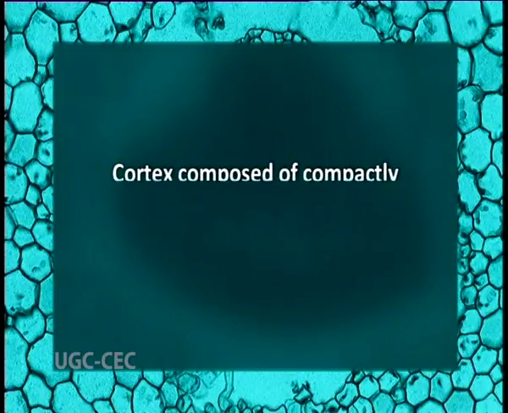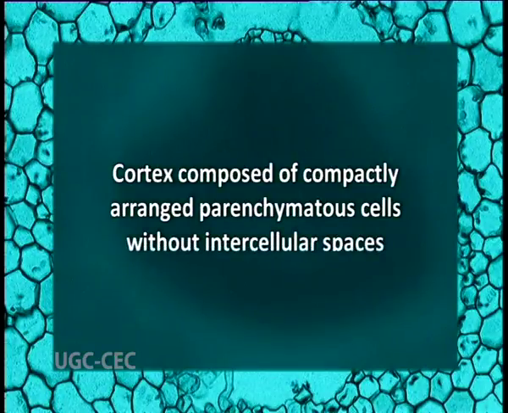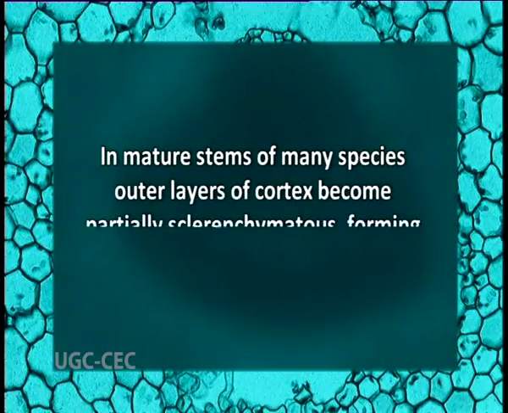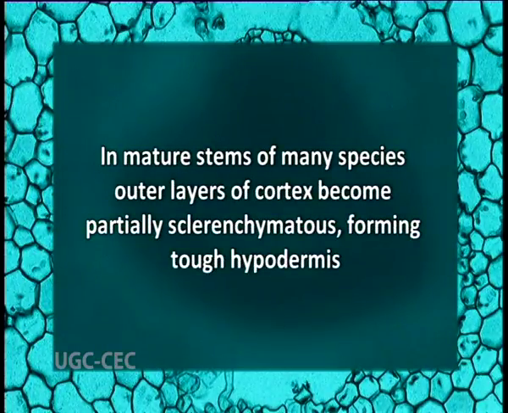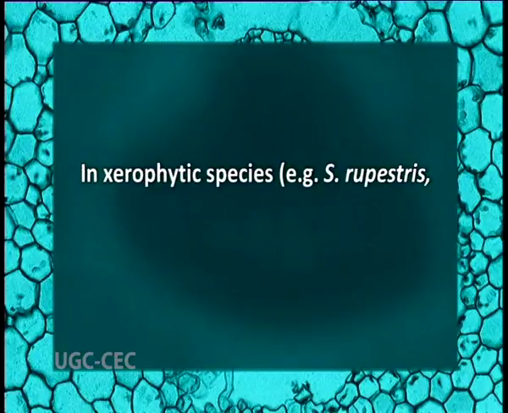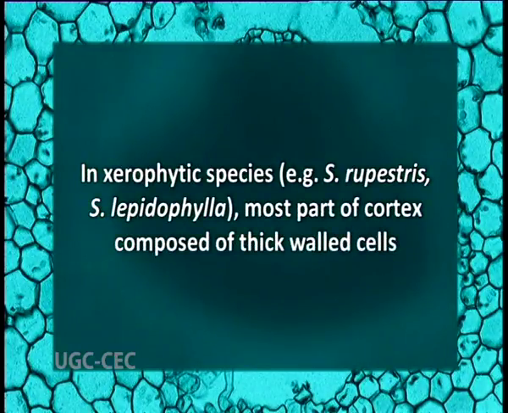The cortex is usually composed of compactly arranged parenchymatous cells without intercellular spaces. But in mature stems of many species, outer layers of the cortex become partially sclerenchymatous, forming a tough hypodermis. In xerophytic species like Selaginella rupestris and Selaginella lepidophylla, most part of the cortex is composed of thick-walled cells.